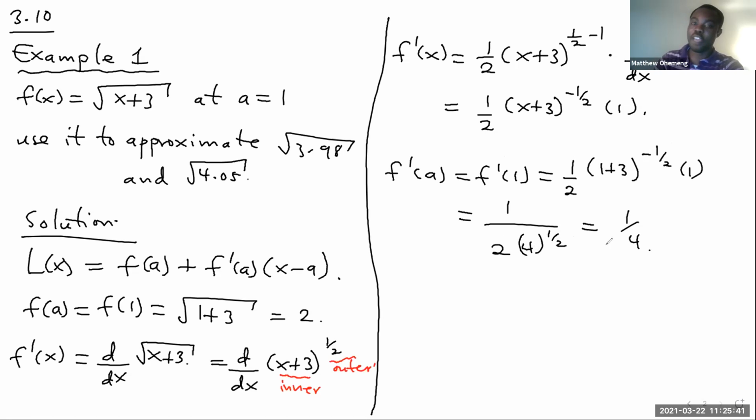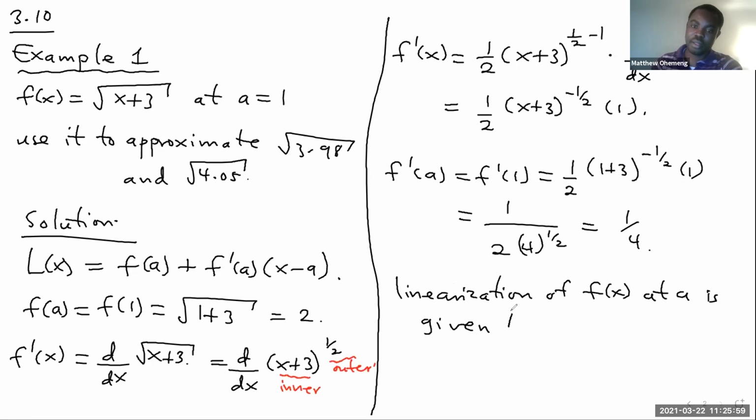So now I have f prime of a, right? Now that I have f of a and f prime of a, I'm ready to get the linearization of f of x at a. You just write L of x equal to f of a, which is 2, plus f prime of a, which is 1 over 4, times x minus a, and a is 1, right? So like so.